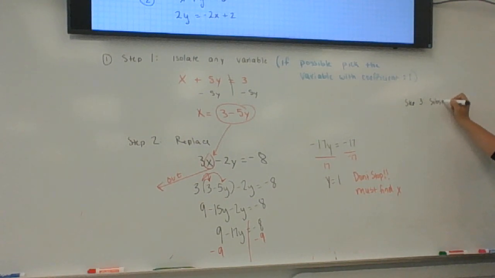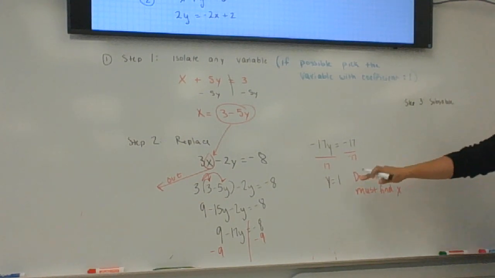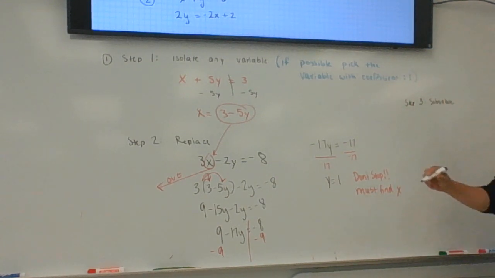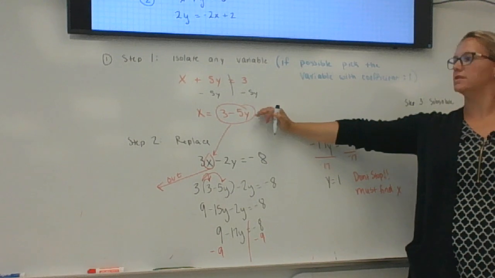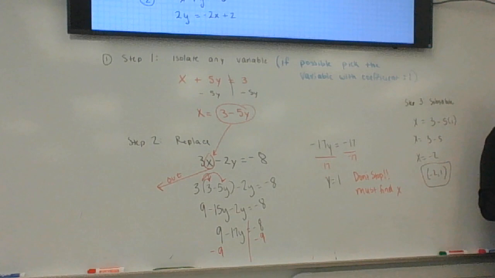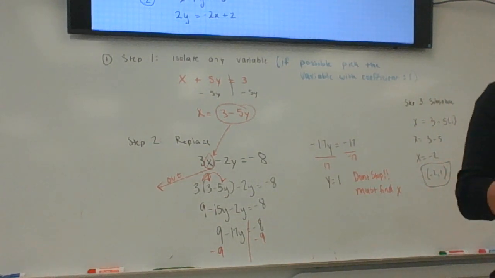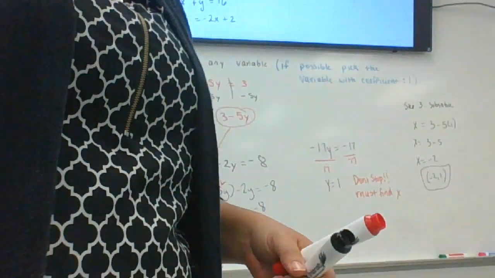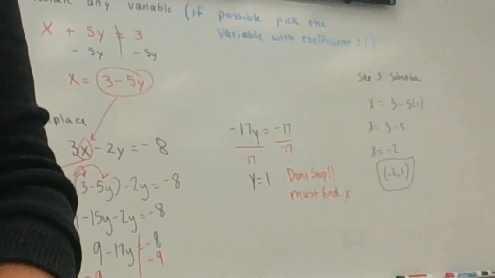Step 3 is to substitute again. We got y is 1, so I'll go back to that original. Actually, I'd love to plug it in here. I'm going to plug it into this isolated equation. x is 3 minus 5 times 1. x is negative 2. So it's kind of a longer problem, but still easier than graphing, I think. Those would have taken a long time to graph as well.